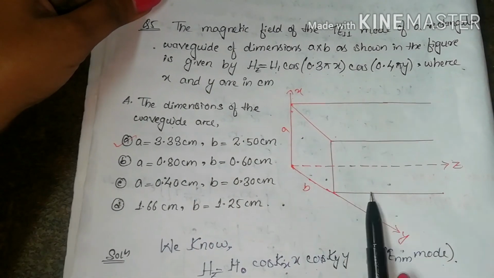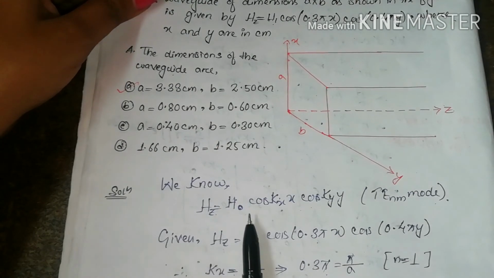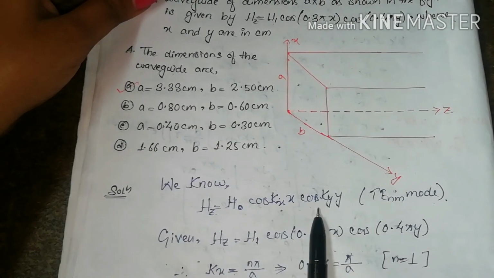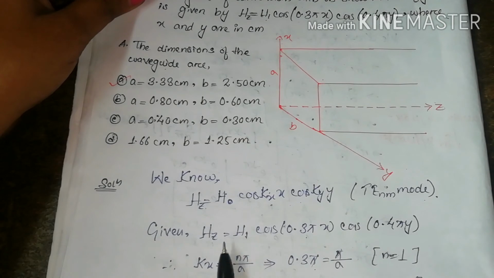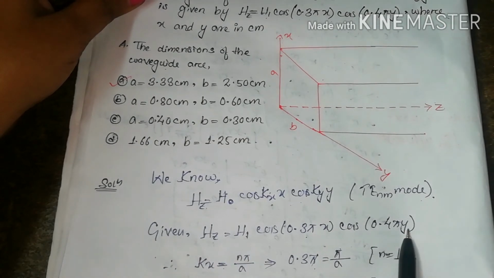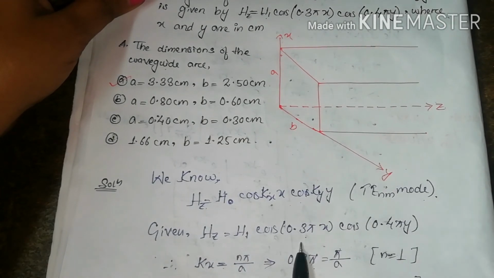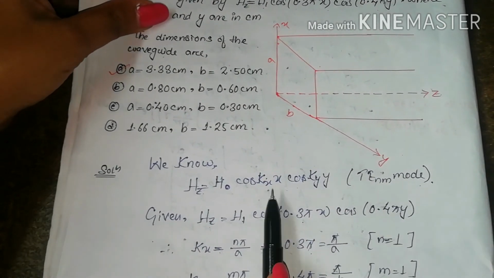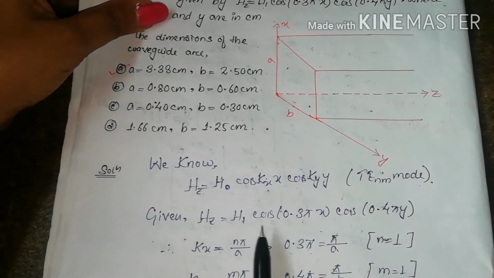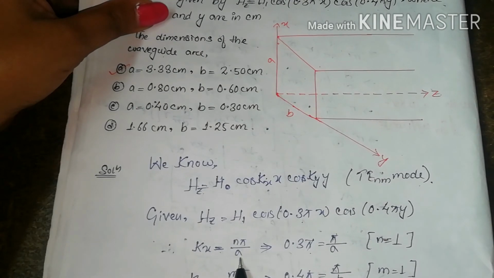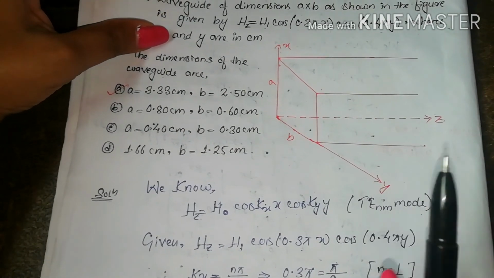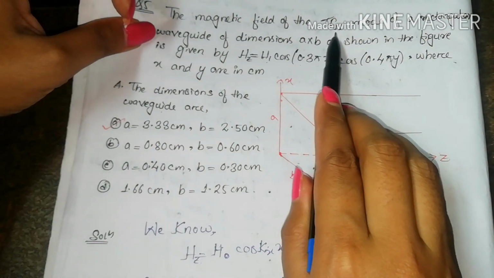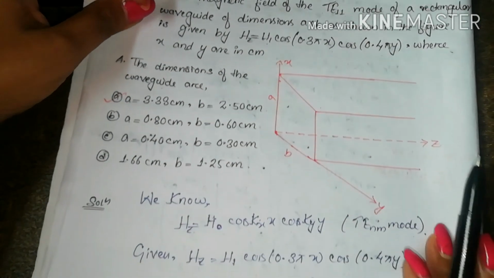Now, this is the figure. So the general form is what? Hz = cos(kx x) cos(ky y). Now in the question we have this magnetic field. So if you compare this general form with the given part, you will see kx = 0.3 pi, and we know kx = m pi by a, and we are here to find the TE11 mode. So here m = 1 and n is also 1.